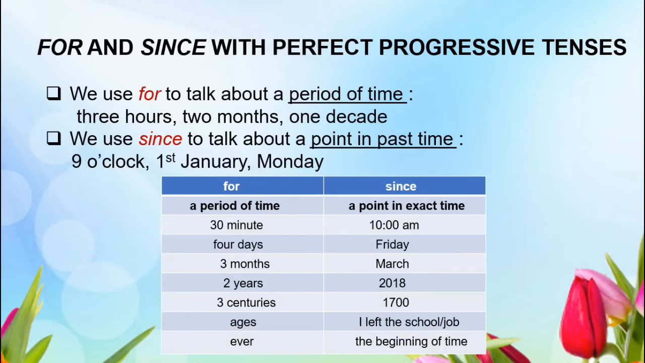For is used for a period of time and since is used for a point in exact time. For 30 minutes, for 4 days, for 3 months, for 2 years, for 3 centuries, for ages, and forever, etc.